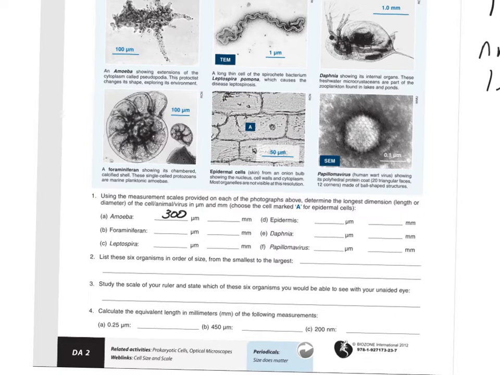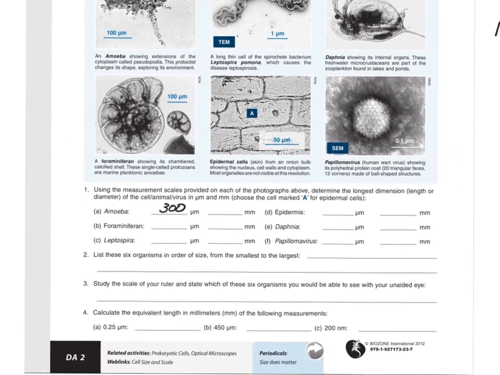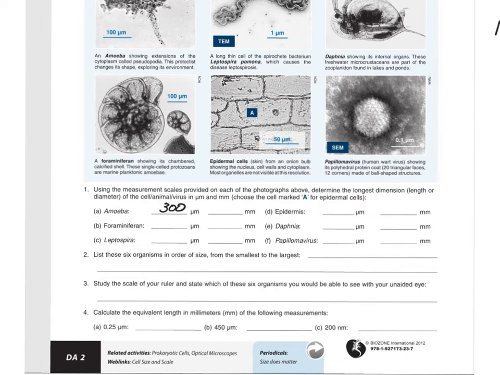300 micrometers. Just that easy. Now, what about the next cell here we have? We have this shell. This is not a single cell. I think it is a single-celled organism. The shell is made by a single-celled organism.